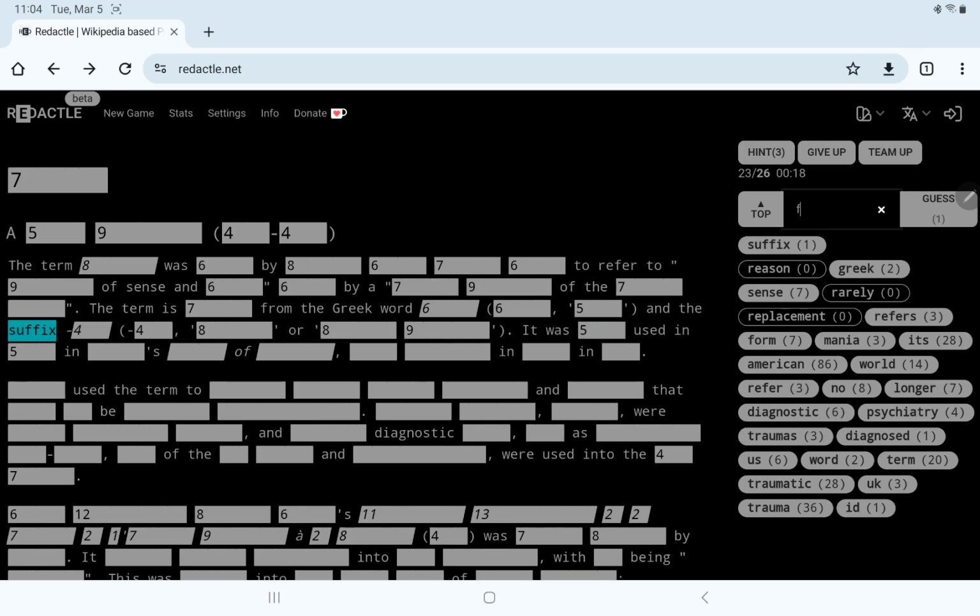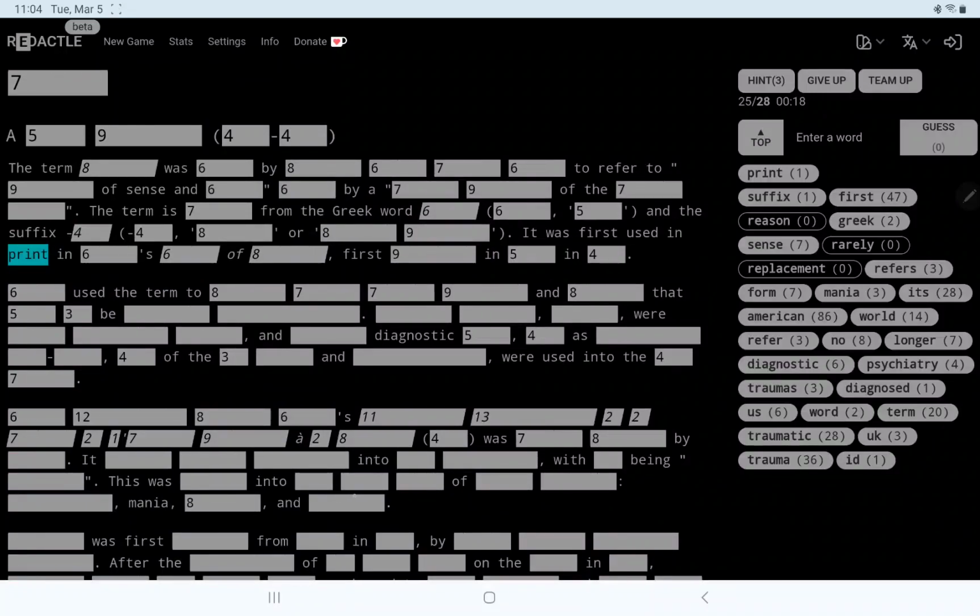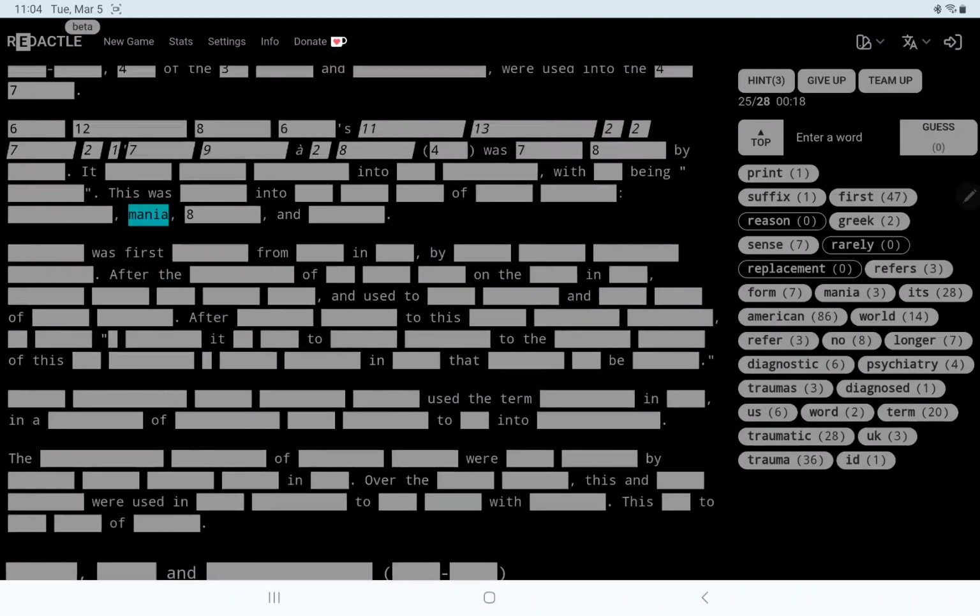It was first used in print in Sixus. Who was an early person to write about the mind? I don't know. Six used the term to something. Let's look at our manias, only 3 of them.